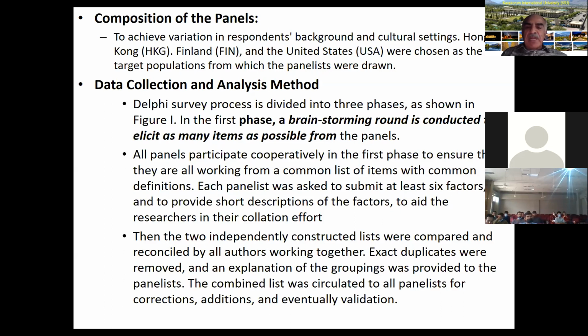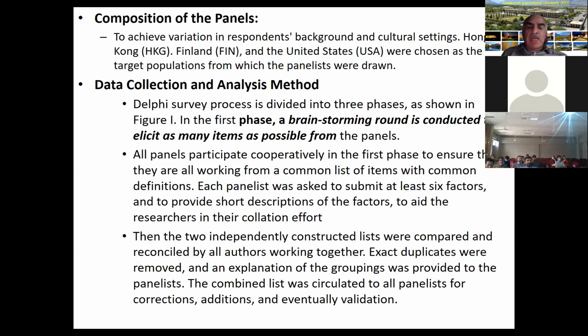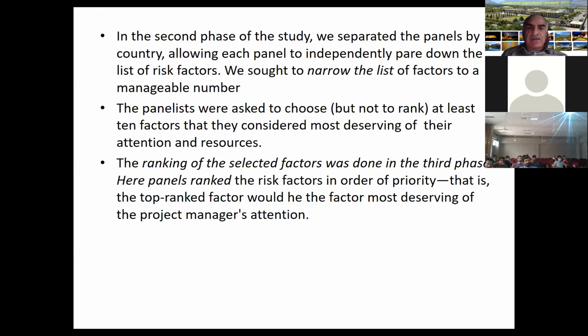Then the 2 independently constructed lists were compared and reconciled by all the authors working together. Exact duplicates were removed. An explanation of the grouping was provided to the panelists. The combined list was circulated to all the panelists for correction, addition, and eventually validation. This is what we normally call the Delphi technique. We will discuss this later.